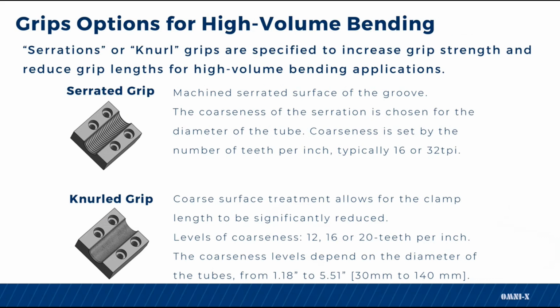For high volume bending applications, serrated or knurled grips are specified to minimize the clamping length required to grip the tubes. Serrated grip has a machined serrated surface. The coarseness of the serration is chosen based on the diameter of the tube. Coarseness is specified by the number of teeth per inch. Knurled grip is a machined coarse surface treatment. Knurled grips provide similar performance as serrated grips and result in a different wear pattern on the bent tubes. Similar to serrations, the level of coarseness for knurls is chosen based on the diameter of the tube.